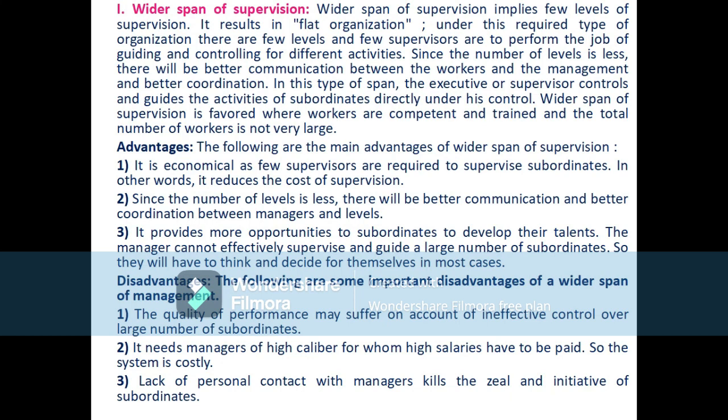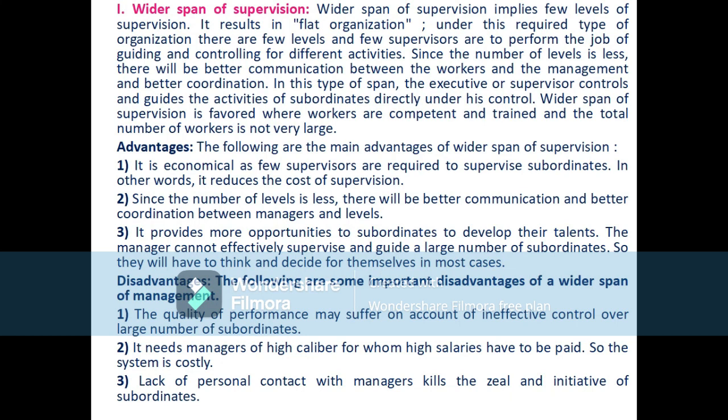Second one, since the number of levels is less, there will be better communication and better coordination between managers and levels. We know that if there are more levels and more people involved in an activity, it definitely leads to some miscommunication or confusion. But whenever there are fewer people and fewer levels, communication will be better and clear. At the same time there will be good coordination between the managers, because effective communication and interaction can be seen. All these lead to good coordination between the managers and the levels of the organization.